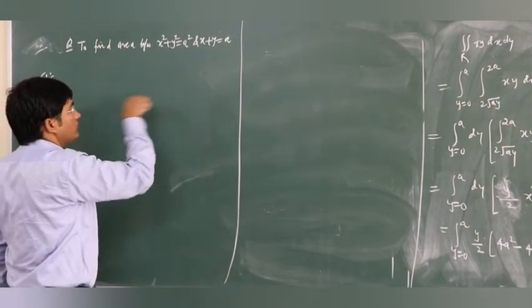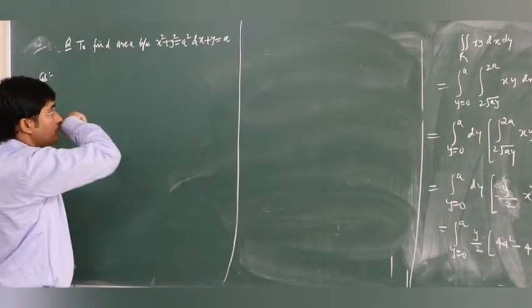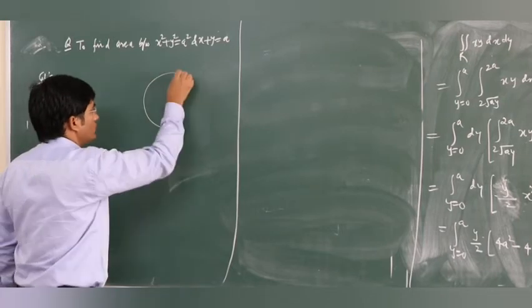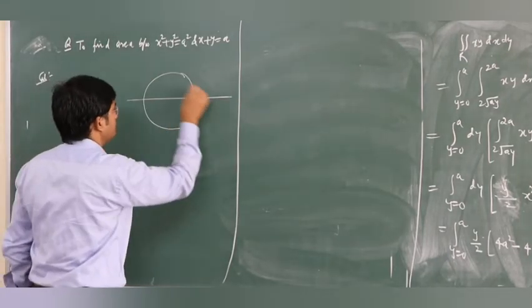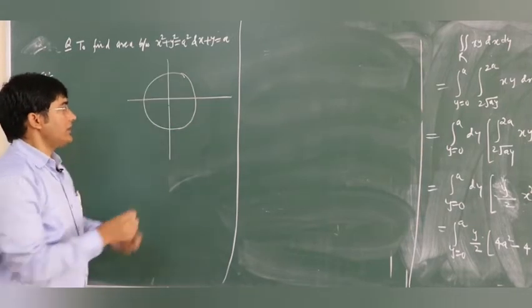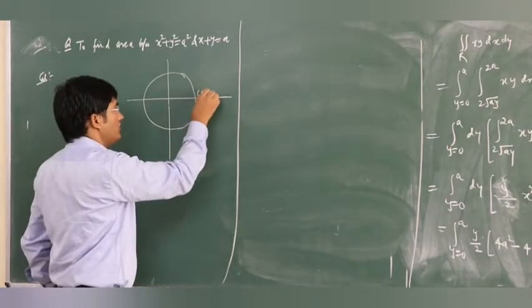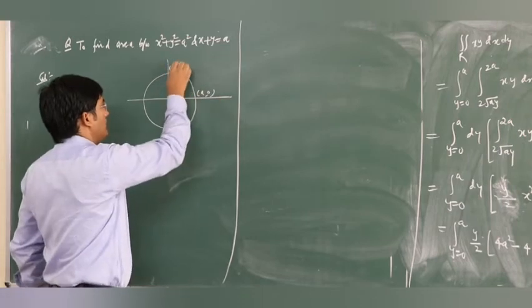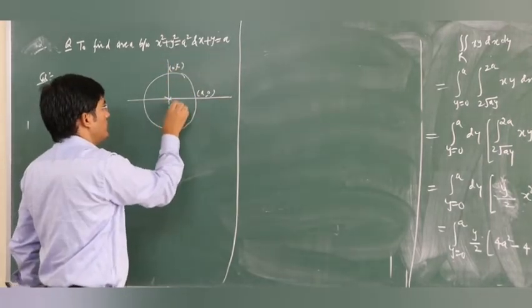One is the circle and the other one is the straight line. So your circle is this one. This is your center, the origin, and we have radius a, so we have a comma 0 here. Again, this is your 0 comma a, and this is your origin.